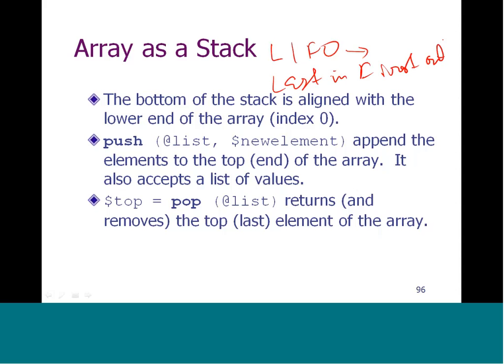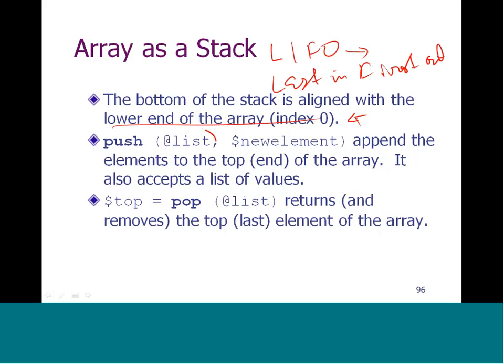So how do we implement this kind of complex data structure? One thing to note is when we talk about stacks, the stack is still aligned at the lower end of the array, that's the index 0. This is one key thing why we can easily access it, and if it is not aligned then the data can get corrupted. So what we can do is push a list with the new element.